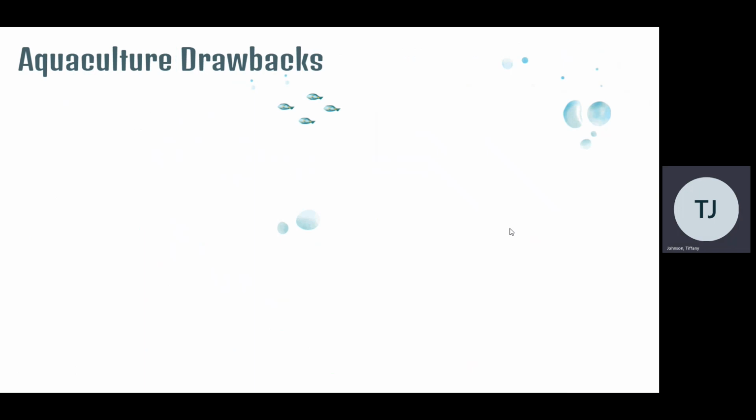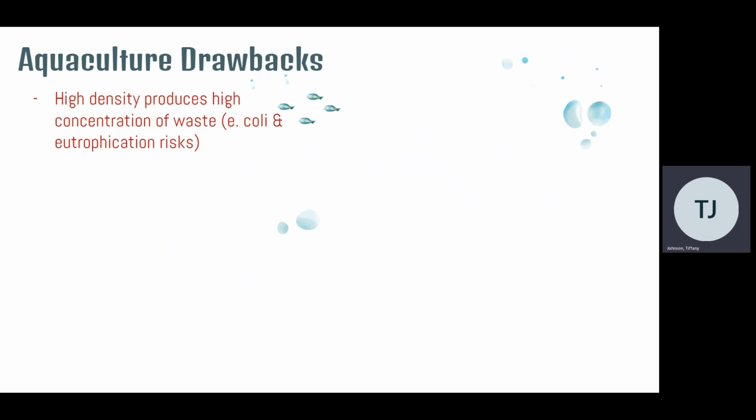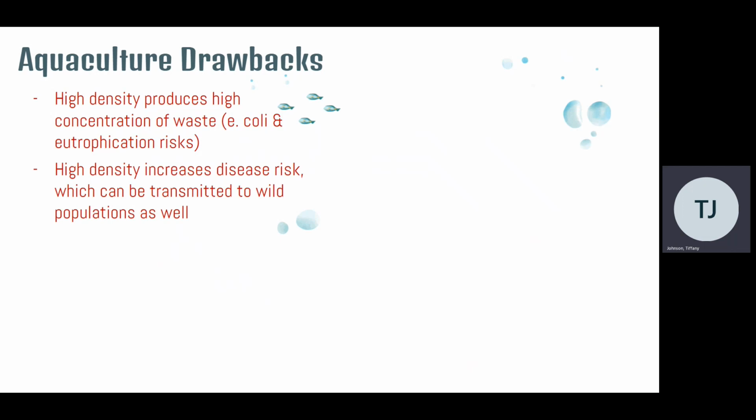So to discuss the negative externalities, the drawbacks: that high density, because obviously we don't ever grow things in a normal or spaced out area. We're going to end up with quite a bit of fish in that one area. So that high density produces a high concentration of waste. That waste gets us to a place where we can eutrophy the water, so higher nitrogen and phosphorus content, causing the algae to overgrow. We've talked about this.